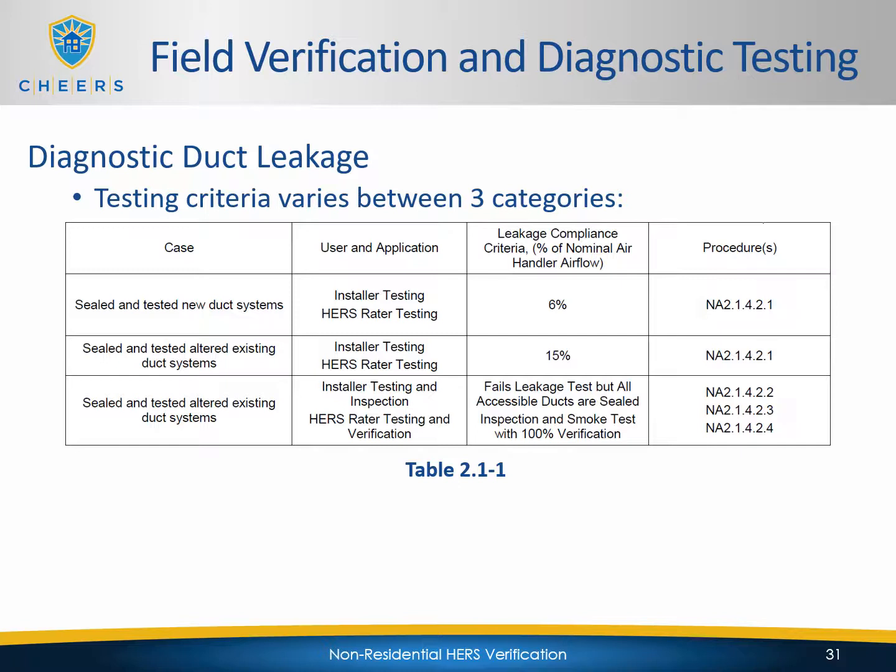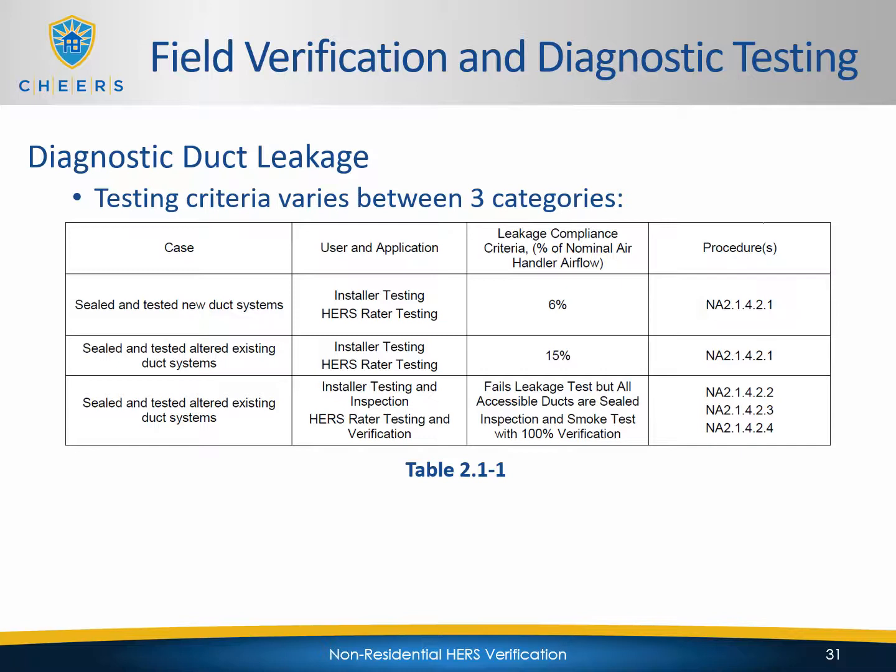Now the testing criteria for these duct systems falls into one of three categories, and these categories are essentially the same as what we see on the residential side. It's just that the leakage criteria is a little bit different on the non-residential side. So these duct systems will fall into one of three categories.